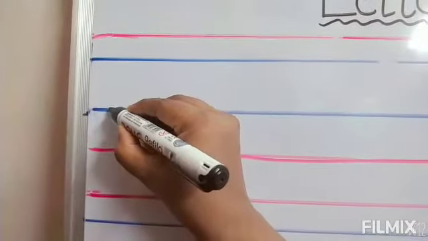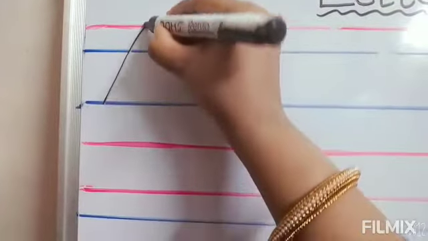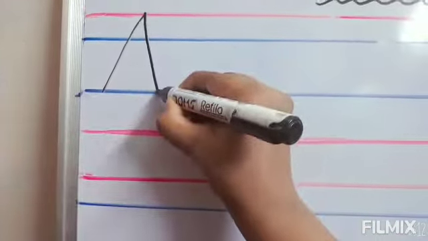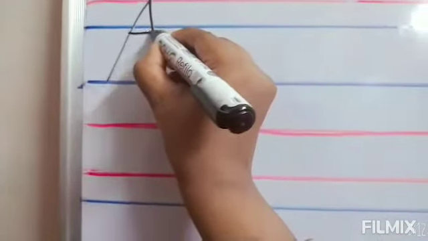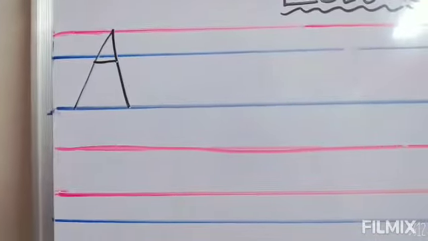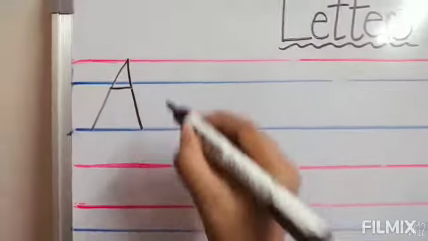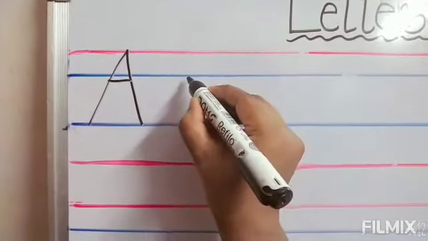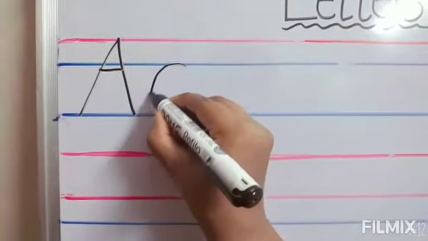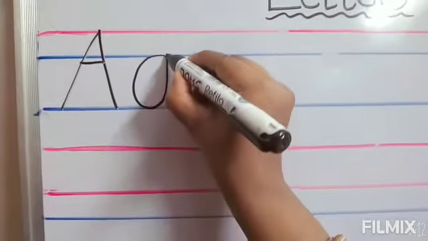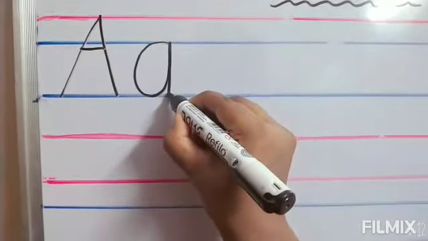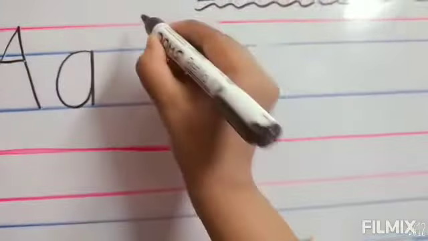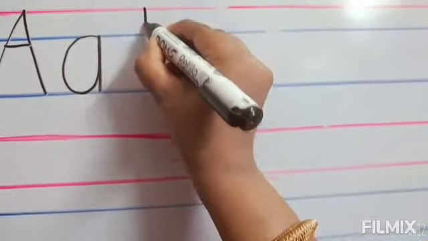So we'll start from the down line, go up and come down. Then you need to write a sleeping line here. Now we'll write a small a: open curve, go up and come down with a standing line. Now we'll move to another letter.